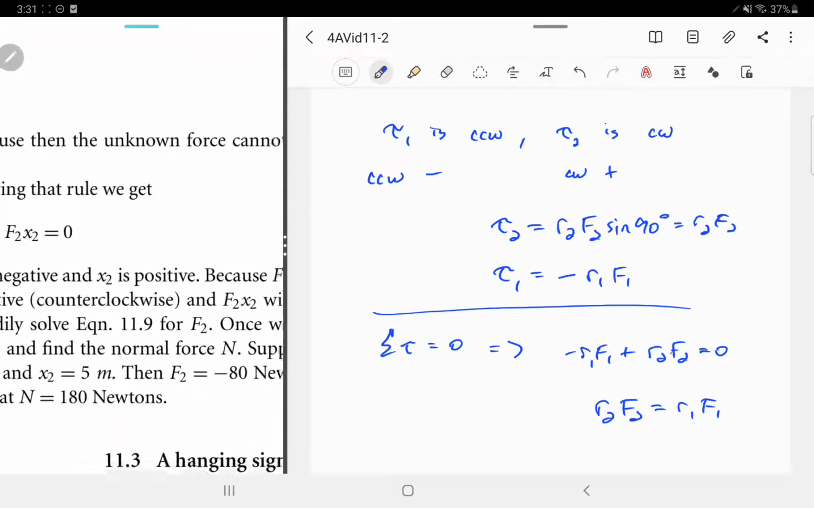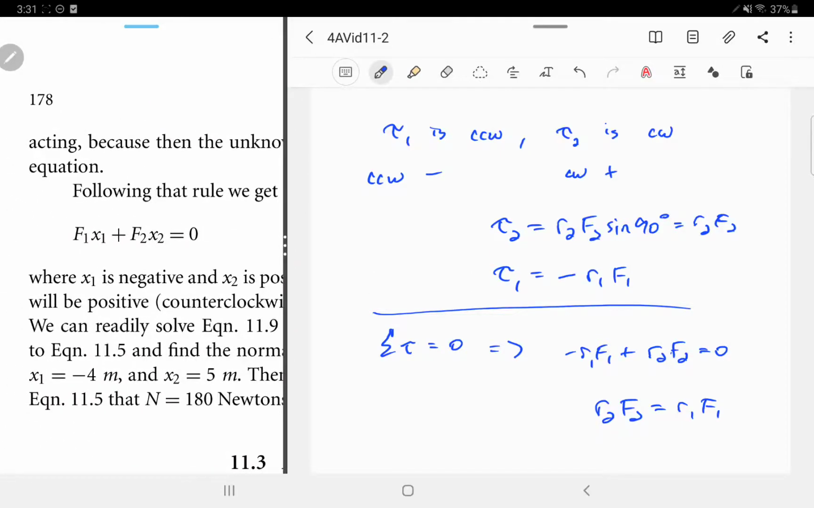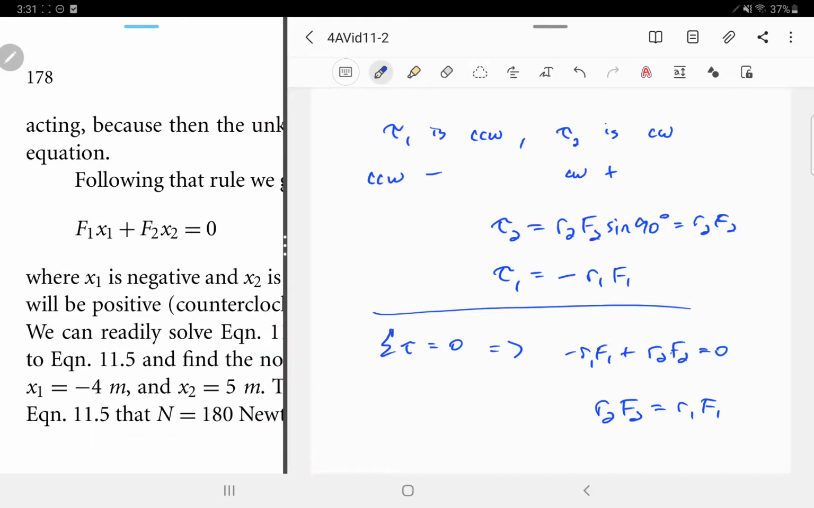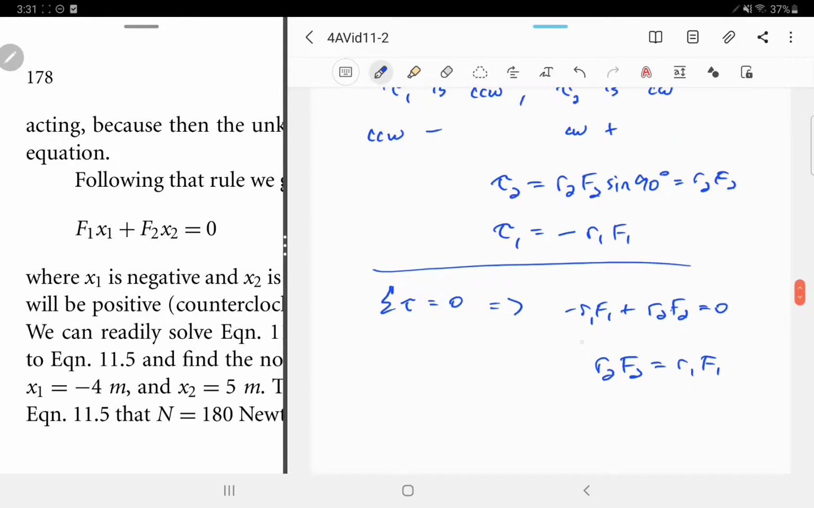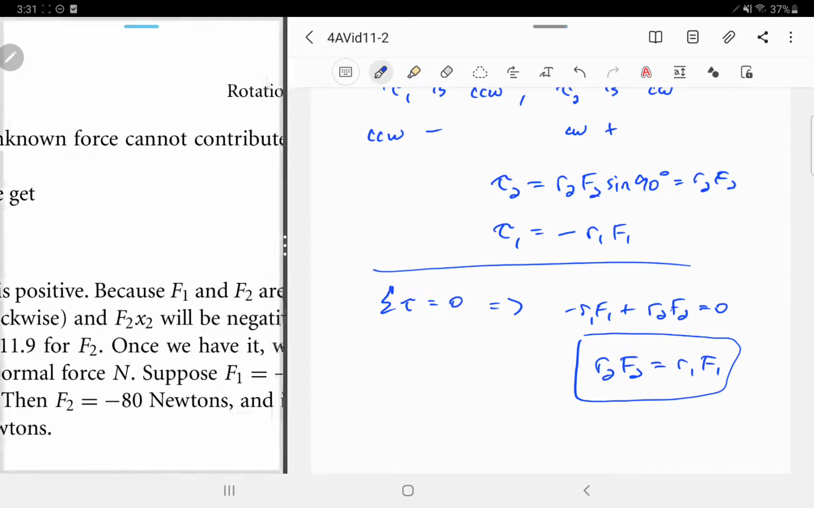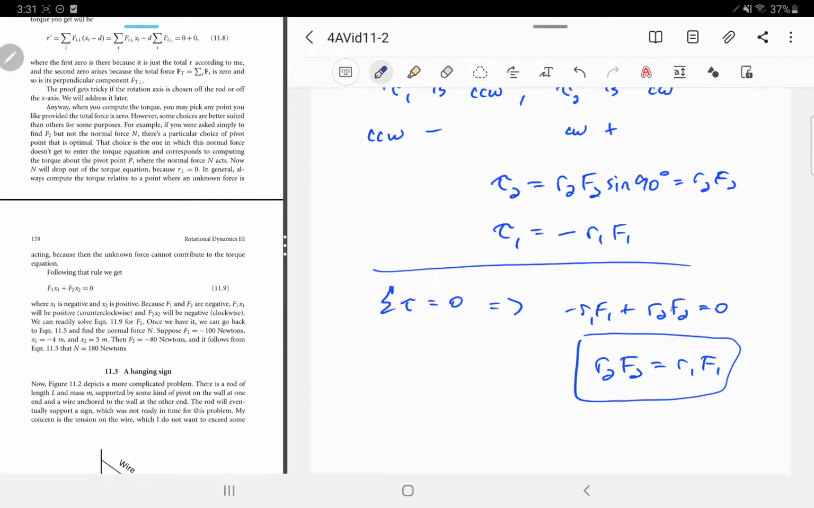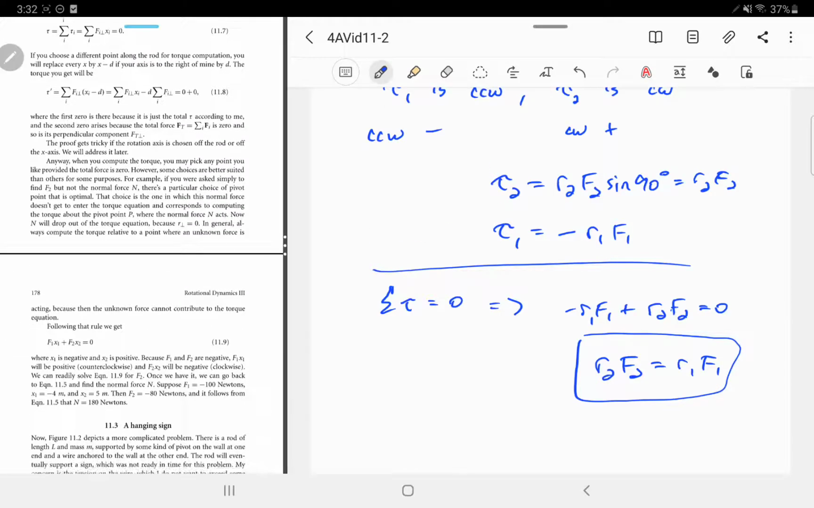Okay, so right here, F1 x1 plus F2 x2 equals 0. So it looks like what they have in mind here is that the origin is chosen to be at the pivot point. So one of those x's is positive and one of them is negative. But we're saying the same physics here, in this equation and equation 11.9 in Shankar. And notice how we didn't need to know the normal force to get that relationship. The normal force didn't matter at all there.